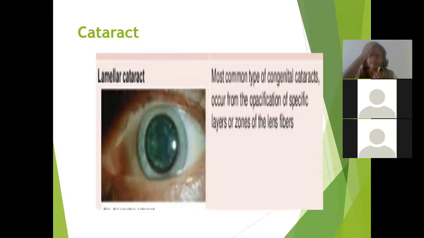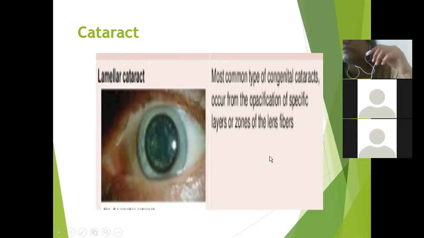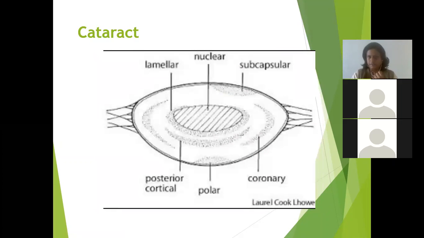Then the lamellar cataract, that is the most common type of congenital cataract, occurs from an opacification of a specific layer or zone of the lens fibers. Then this is a lamellar cataract.